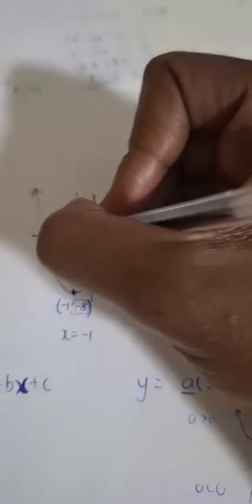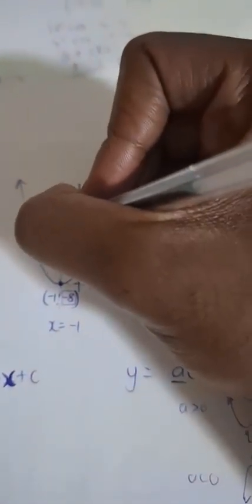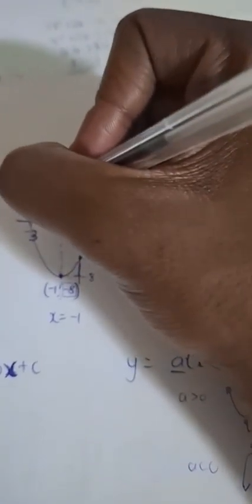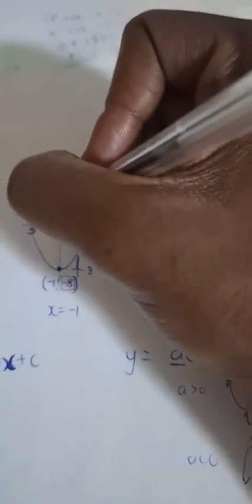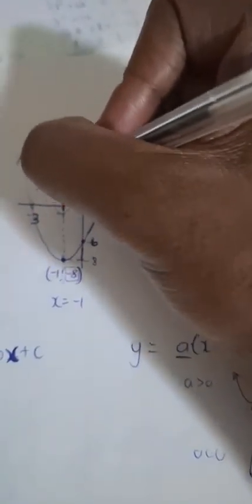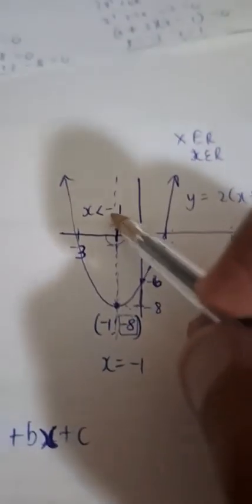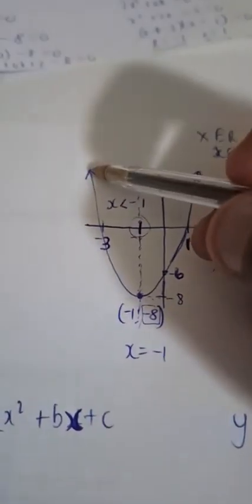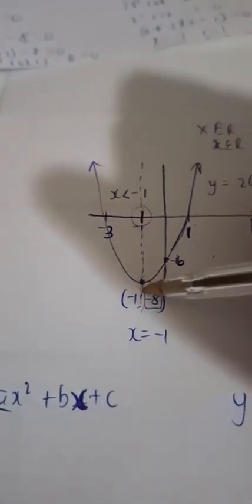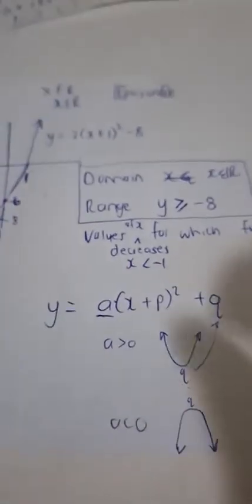So something's happening before this value of x. We need to check what is this value of x where the decrease stops. On this side, it's when x is less than this value of x, which is -1. So when x is less than -1, the function is decreasing. Very important: the values of x for which the function decreases are when x is less than -1.